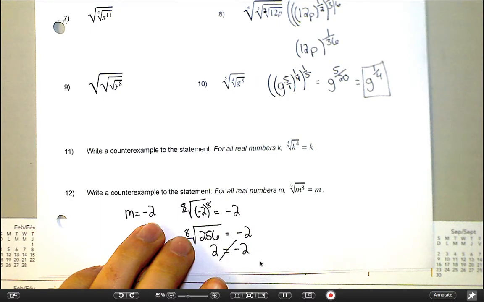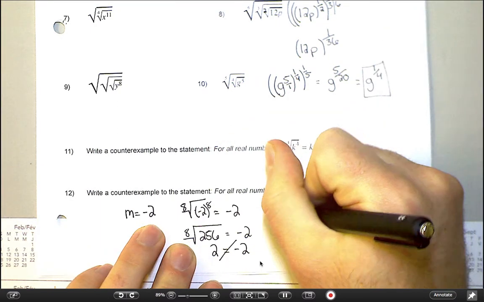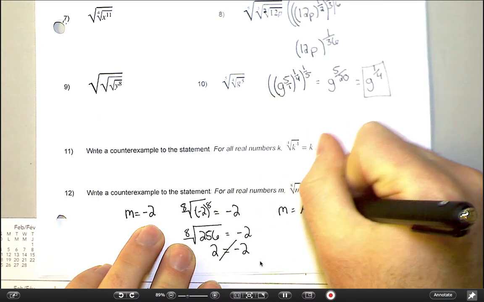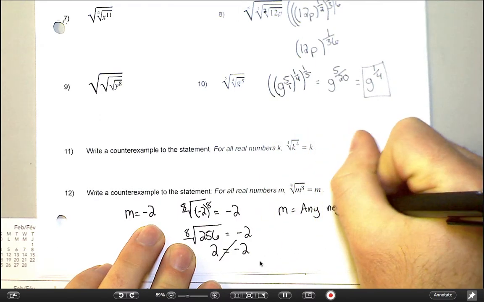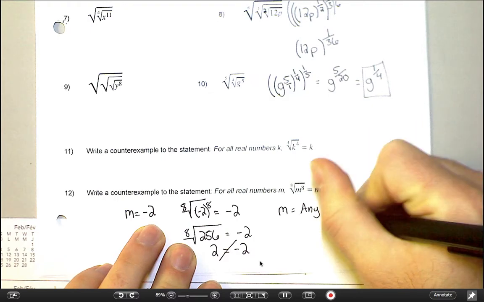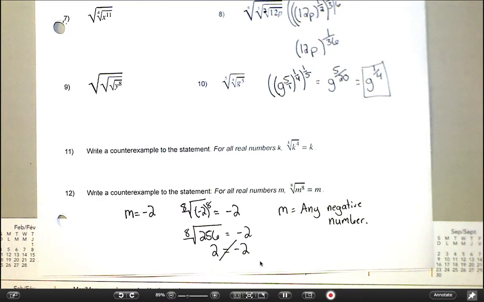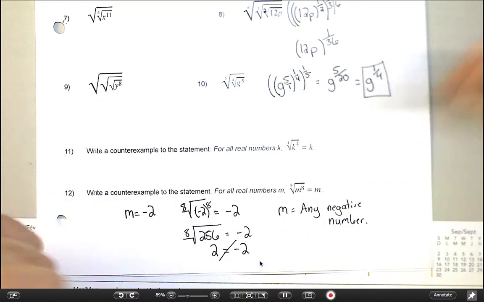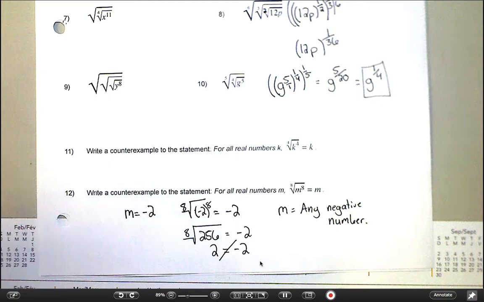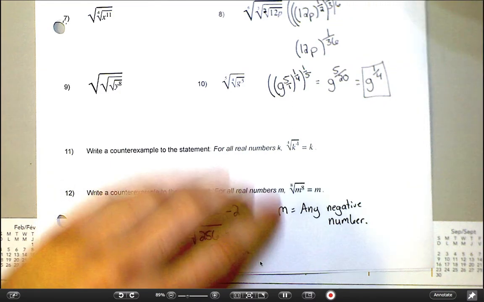Now, I used negative 2. In the end, m can really be any negative number. And the only thing you really have to do for whatever negative number that you choose is you just need to do a quick little check, show me that it doesn't work out. Make sure you do that on your test as well. That's how you'll be getting points for that problem.